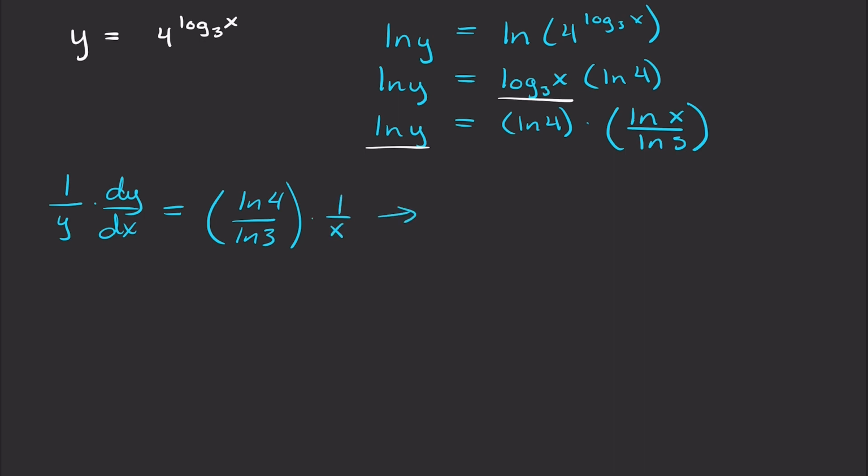So if we multiply by y and solve for dy/dx, we get the natural log of 4 over the natural log of 3 all times y over x. So y, again, is just this. So it's 4 log base 3 of x all over x.